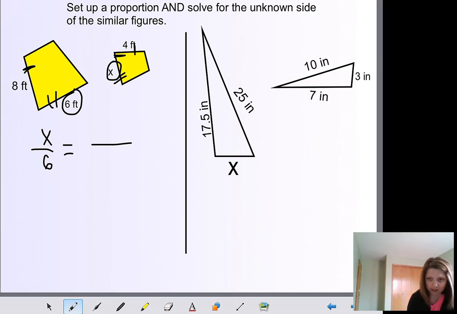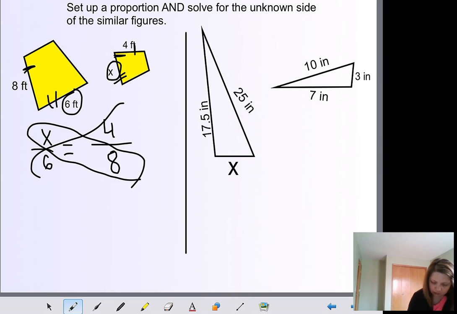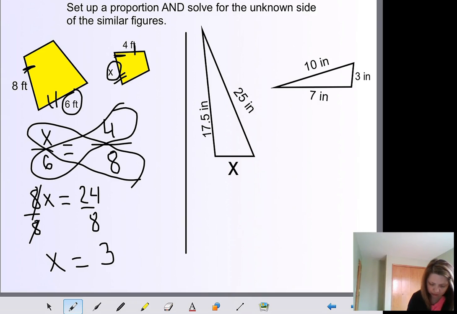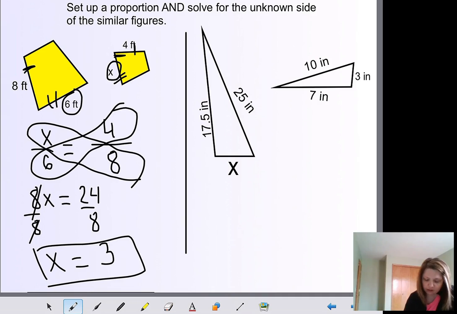This time the unknown side is on the right, so we go from the right to the left, and I will put 4 from the right to the 8 left. That will be the right match, and then we will apply cross product. So 8x is equal to 6 times 4 is 24. Then we divide by 8 each side, those two cancel, so x is equal to 3 will be the final answer. 3 feet will be the unknown side of the smaller shape.